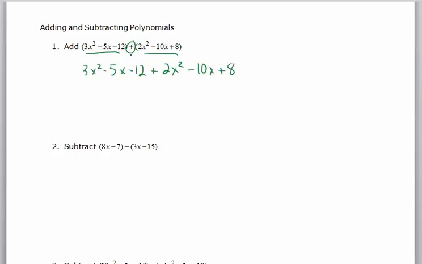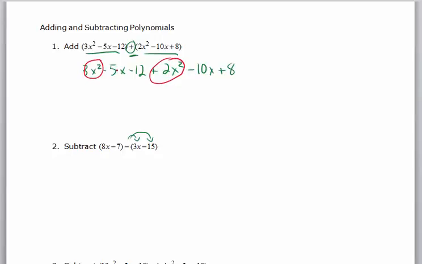If that were a minus sign right here, which is what you're going to see in number two, then we're going to have to distribute a negative. That's a big difference. If it's just plus, you're just adding everything there. Okay, so what I did was I dropped my parentheses, and now I'm just going to add like terms.